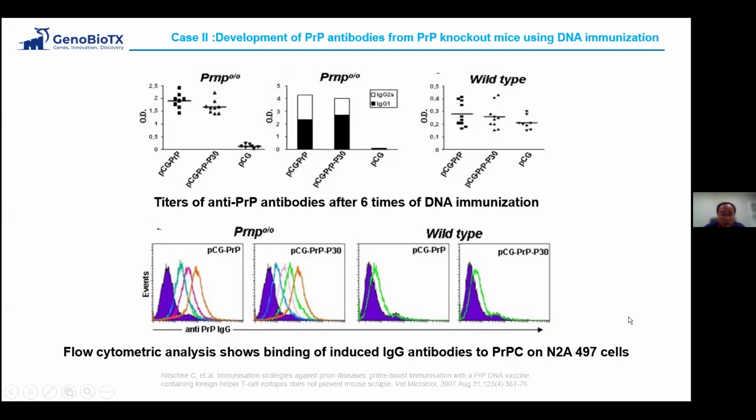The bottom picture shows the FACS analysis of the antibody in the knockout mice. You can see a very significant peak shift with recombinant protein. But for the wild-type mice, the antibody titer is really, really low. The cells they used for the FACS analysis are N2A497 cells, which are positive for the mouse prion protein. So you can see that the knockout mice can be used for both protein or DNA immunization to get antigen-specific antibodies from those knockout mice.